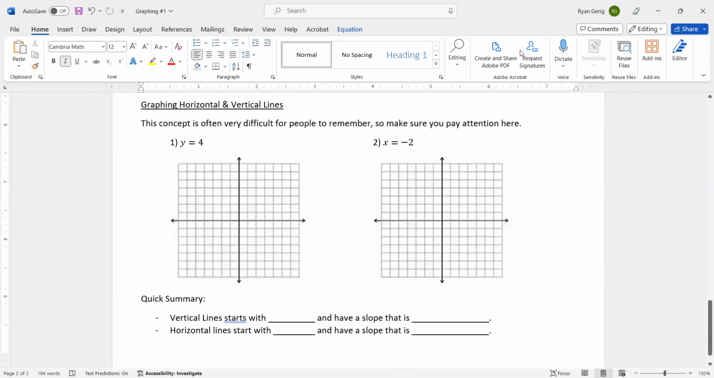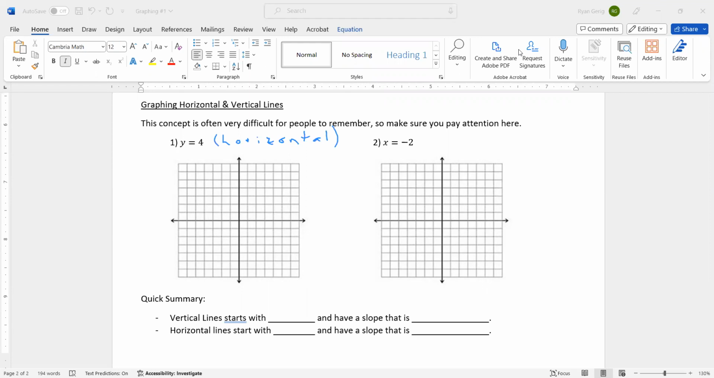Now, graphing horizontal and vertical lines. Now, I know what your thought is. y equals 4, that's probably a vertical line, right? Wrong. y equals 4, kind of, I see why you would think it's a vertical line, because y equals, you think vertical. It's actually horizontal. Okay, we'll summarize that in a little bit.